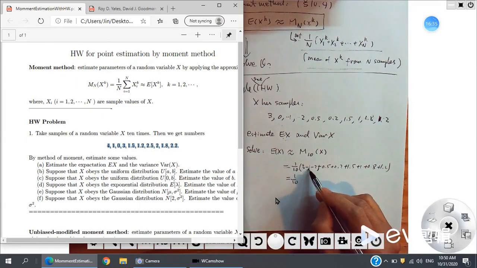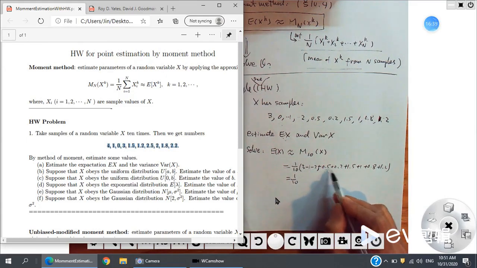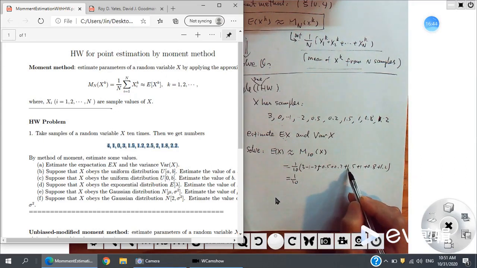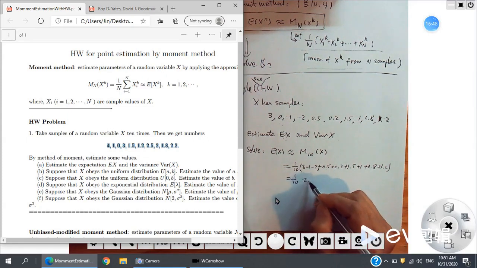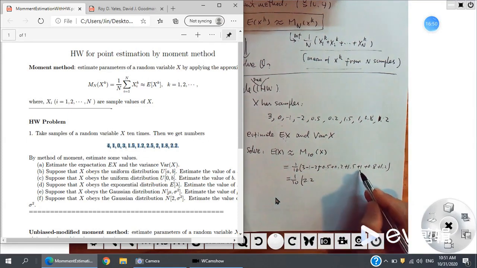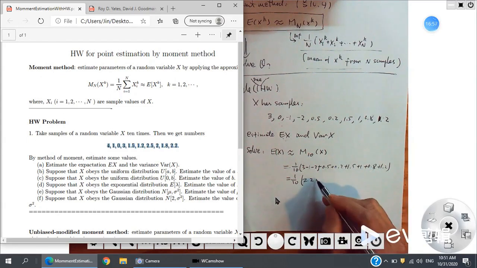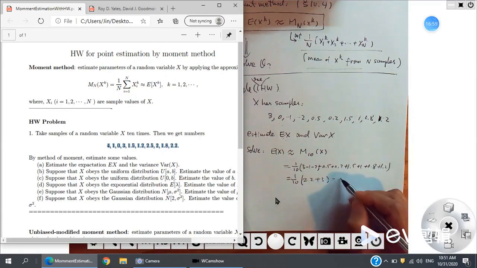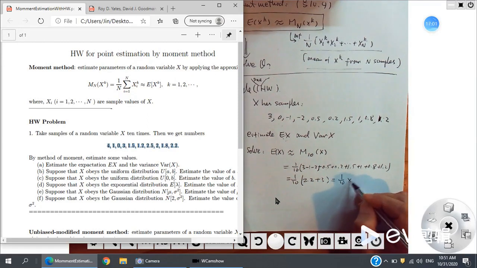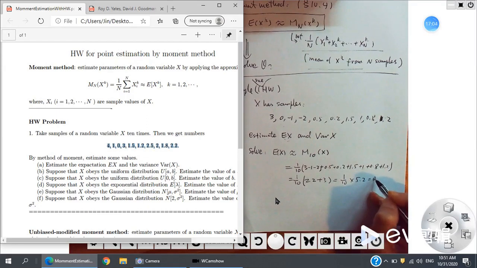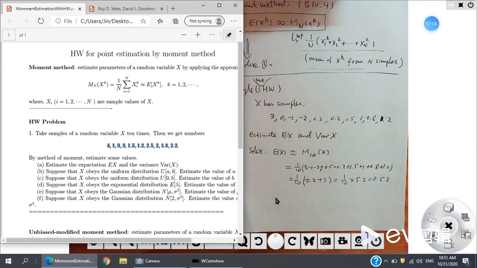This one will be 1 over 10 times the summation of all of these. What is it? 3 minus 1 minus 2, they cancel, right? That is 0. 0.5 and 0.2, I get 0.7. Then 1.5, 0.7 is 2.2. I can't remember, I just write it down. And then 1 and 0.8 is 1.8. 1.2, I get 3. So this is 1 over 10 times 5.2. This is 0.52. We have E of X.